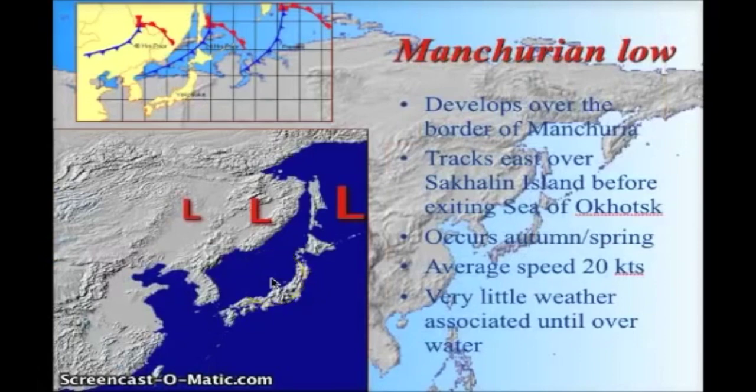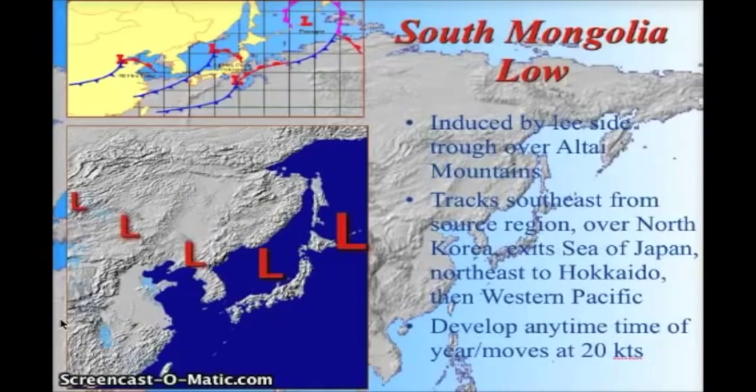Now we're showing the Manchurian Low. This develops over Manchuria, tracks over the Sakhalin Islands, and occurs mainly in autumn and spring. But this low is very weak, with very little weather associated with it, and it actually tracks really far north of major population areas here. So let's go on to the next low, and this is the South Mongolian Low.